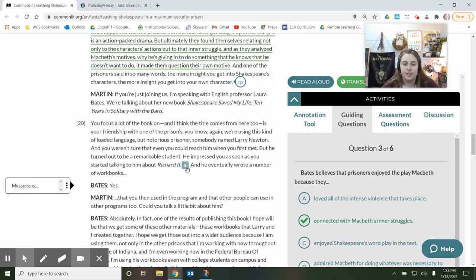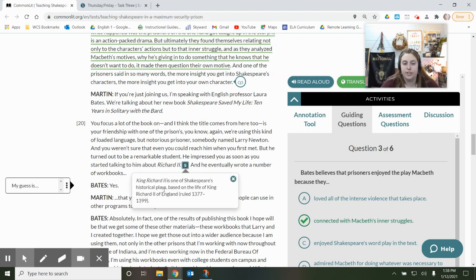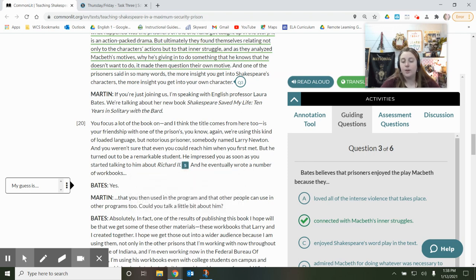Again, we're going to look at these footnotes. King Richard II is one of Shakespeare's historical plays based on the life of King Richard II. Okay, so Shakespeare wrote in really four, but three main categories. He had his histories, then he had his tragedies and comedies. You also technically have his romances, and they're kind of pastoral romances, but you learn that later, okay? If you're an English major.